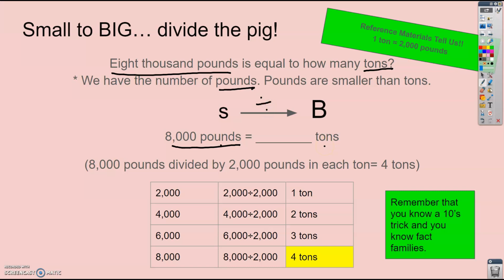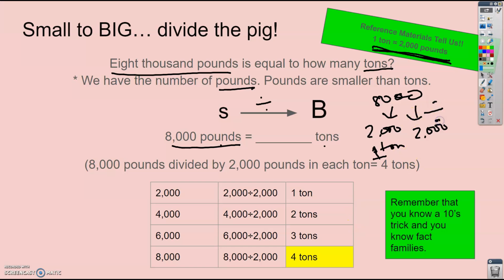So we're going to divide by whatever information the reference sheet gives us. So you have 2,000 pounds. That means 8,000 pounds is going to be separated into groups of 2,000. And you want to see how many tons, because that would equal 1 ton. My handwriting's real bad on the screen. So you know that means you're going to divide. So we have a tens trick. Remember, you know a tens trick that'll help you out, and you know fact families.